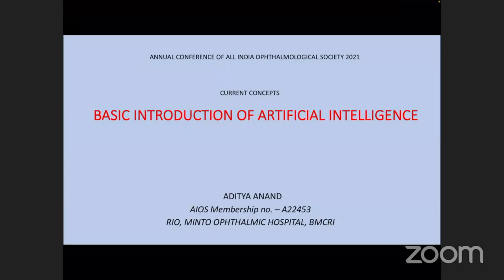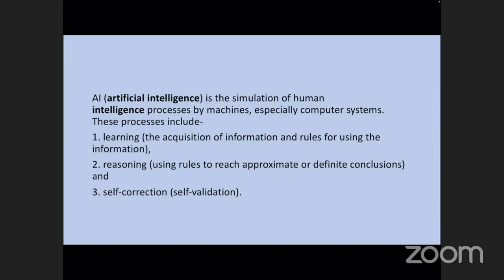So good afternoon, one and all. I will be giving a talk on basic introduction of artificial intelligence. So what is artificial intelligence? We will discuss one by one. Artificial intelligence is the simulation of human intelligence processes by machines, especially computer systems. And these include three components. First is learning. Learning means the acquisition of information and rules for using the information. Next is reasoning. Reasoning is using rules to reach approximate or definite conclusions. And third is self-correction or self-validation.